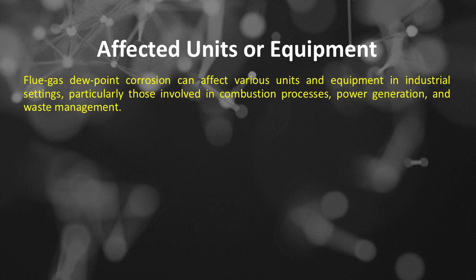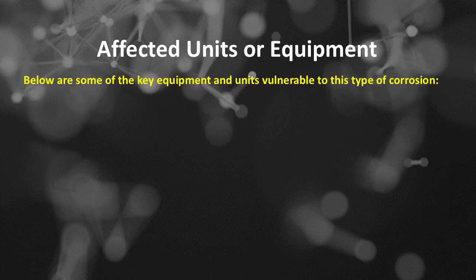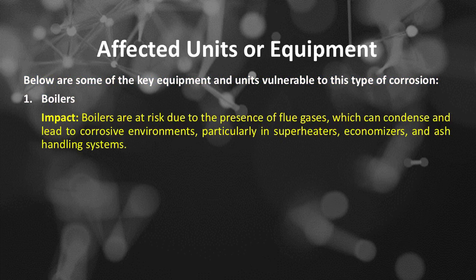Flue-gas dew-point corrosion can affect various units and equipment in industrial settings, particularly those involved in combustion processes, power generation, and waste management. Below are some of the key equipment and units vulnerable to this type of corrosion. Number 1 is boilers. Boilers impact. Boilers are at risk due to the presence of flue gases, which can condense and lead to corrosive environments, particularly in superheaters, economizers, and ash handling systems.